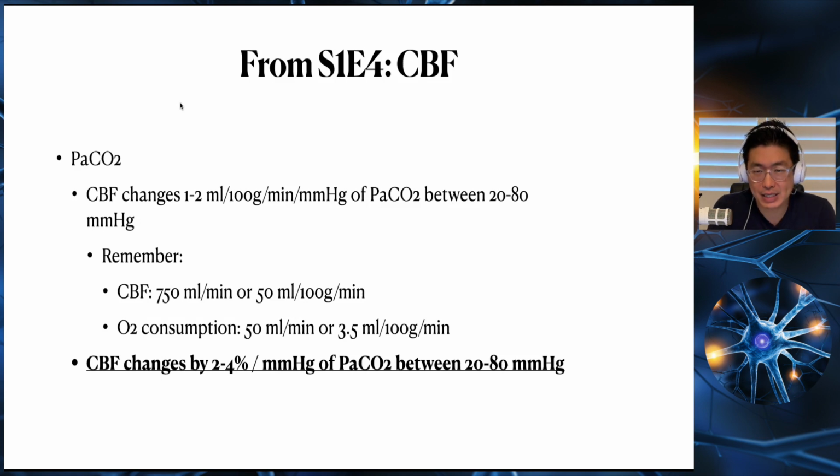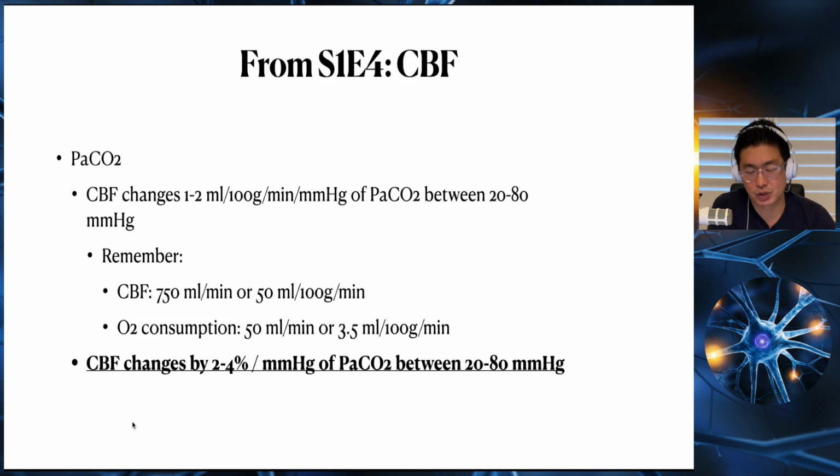When we look at PaCO2, which is one of the key modifiers of cerebral blood flow, it changes about 1 to 2 mils per 100 grams per minute for each millimeter of mercury of PaCO2 between 20 to 80 millimeters of mercury. And when we look at it in terms of a percentage, we can say that cerebral blood flow changes by 2 to 4% for every millimeter of mercury of PaCO2 between 20 to 80 millimeters of mercury. Okay, so I think that is one of the key concepts that we need to know of how cerebral blood flow changes with CO2.